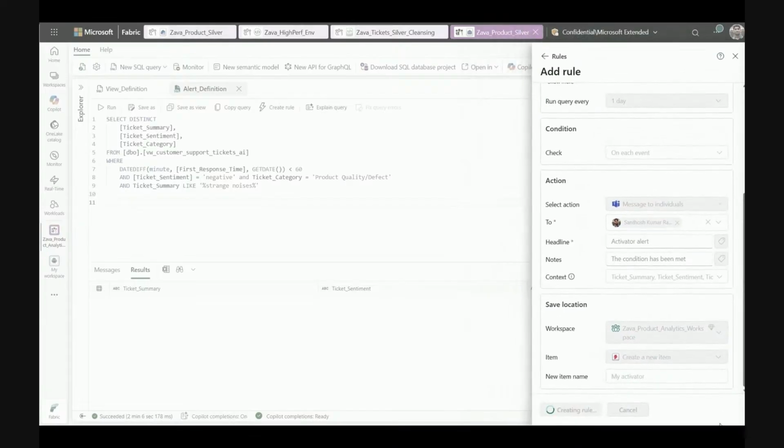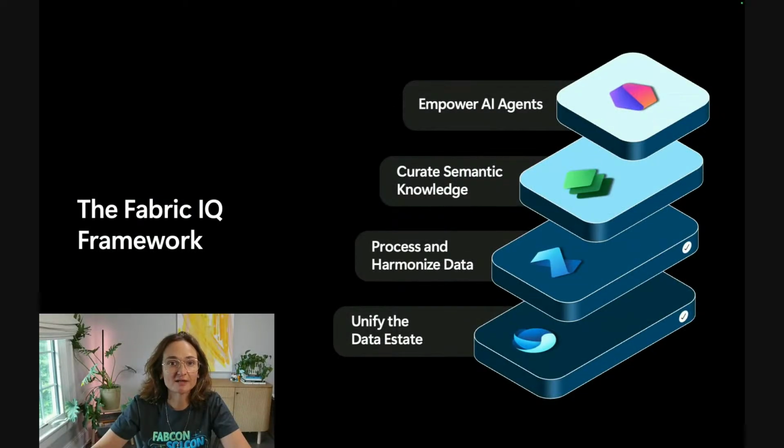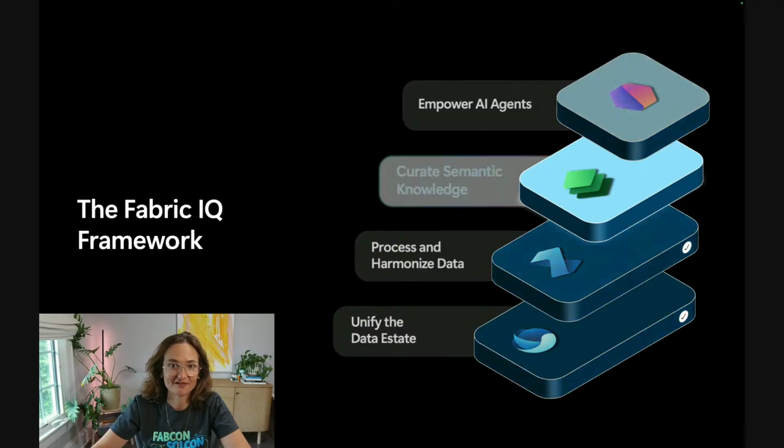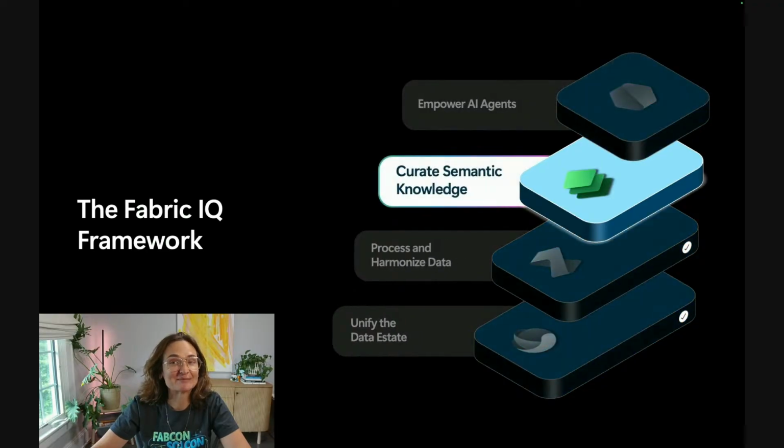With agent skills for Fabric Analytics, we've gone from prompt engineering to operational intelligence to real-time alerting in minutes. All right, now we're done processing and harmonizing the data. The next step is to curate semantic knowledge.